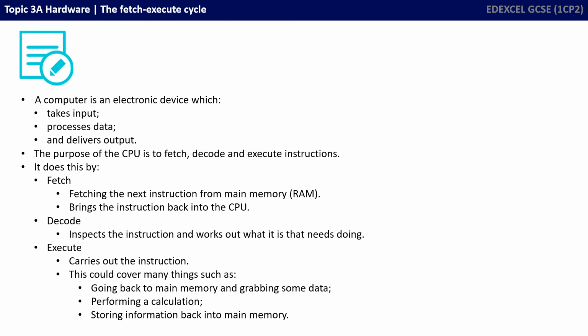A computer is an electronic device which takes input, processes data, and delivers output. The purpose of the CPU is to fetch, decode, and execute instructions. It does this by fetching the instruction from the main memory, bringing it back to the CPU. It then inspects the instruction and works out what needs to be done. It then carries out the instruction, which could involve many different activities.